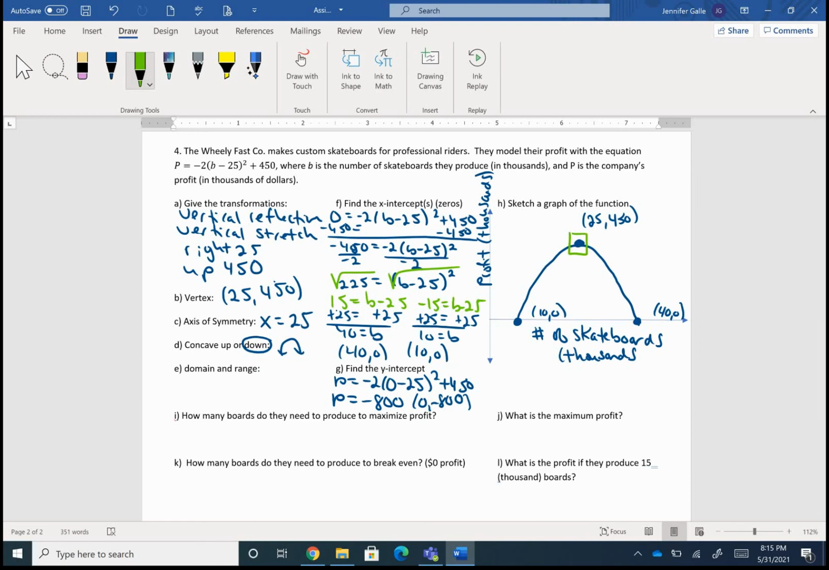Now we have to decide though, is the 25 the number of boards or is the 450? So there's where our labels come in handy. The 25 is our x. Our x-axis says it's the number of boards. And then our 450 then is our y. Our y is our profit. So the maximum boards is 25. And it's in thousands, so I'm going to put 25,000. More properly, we should have boards on there. And then the maximum profit, that's up at that same vertex spot, and we have 450. Again, the labels should be 1,000.